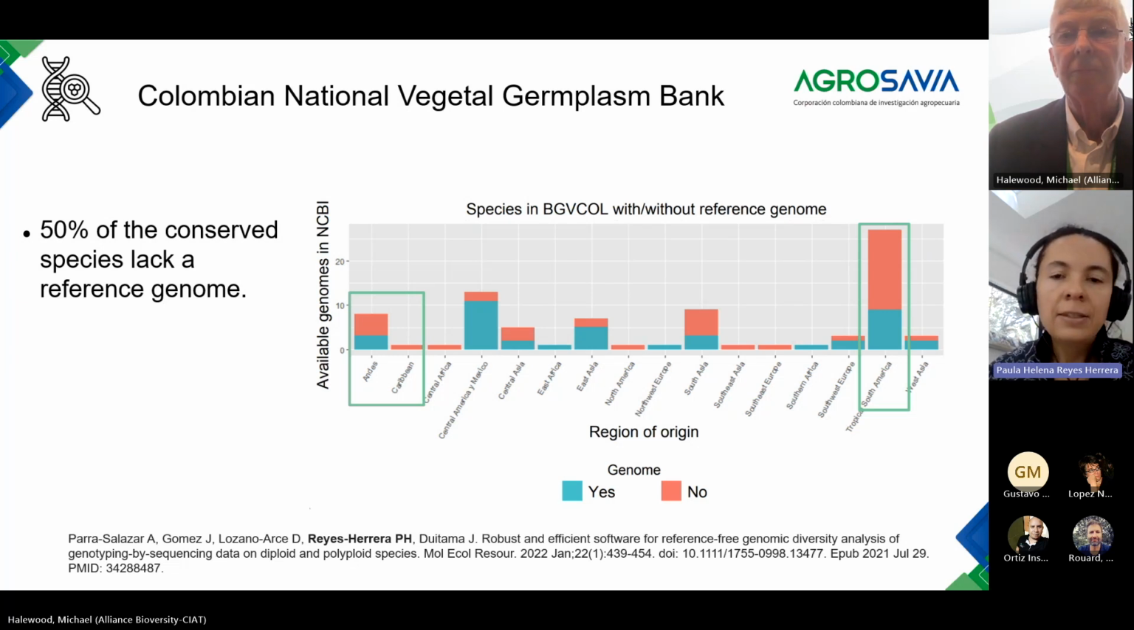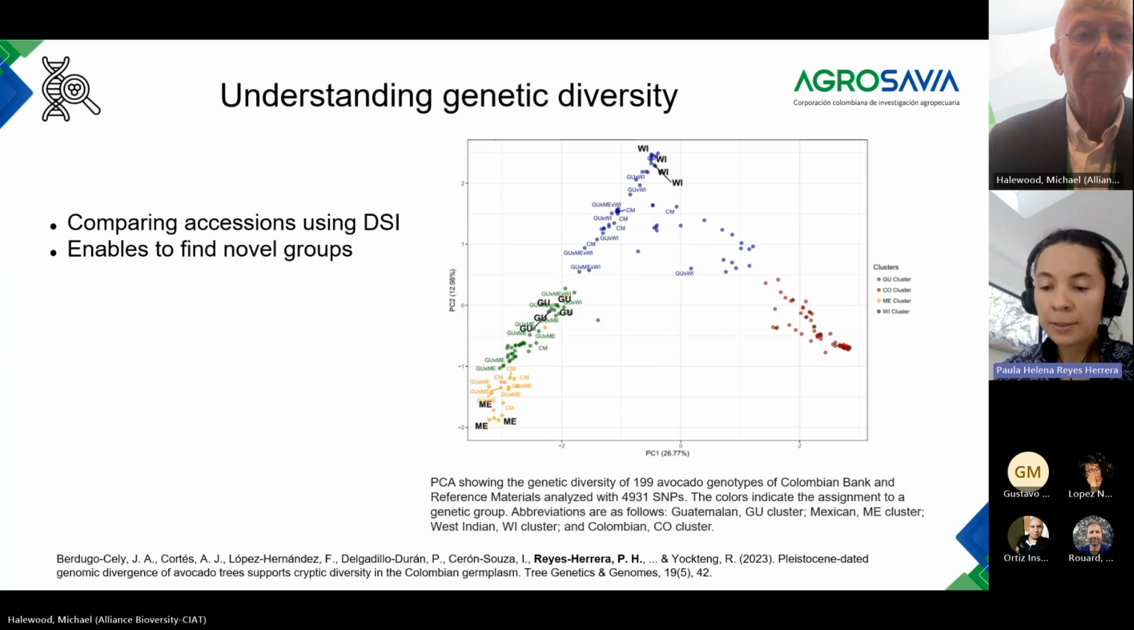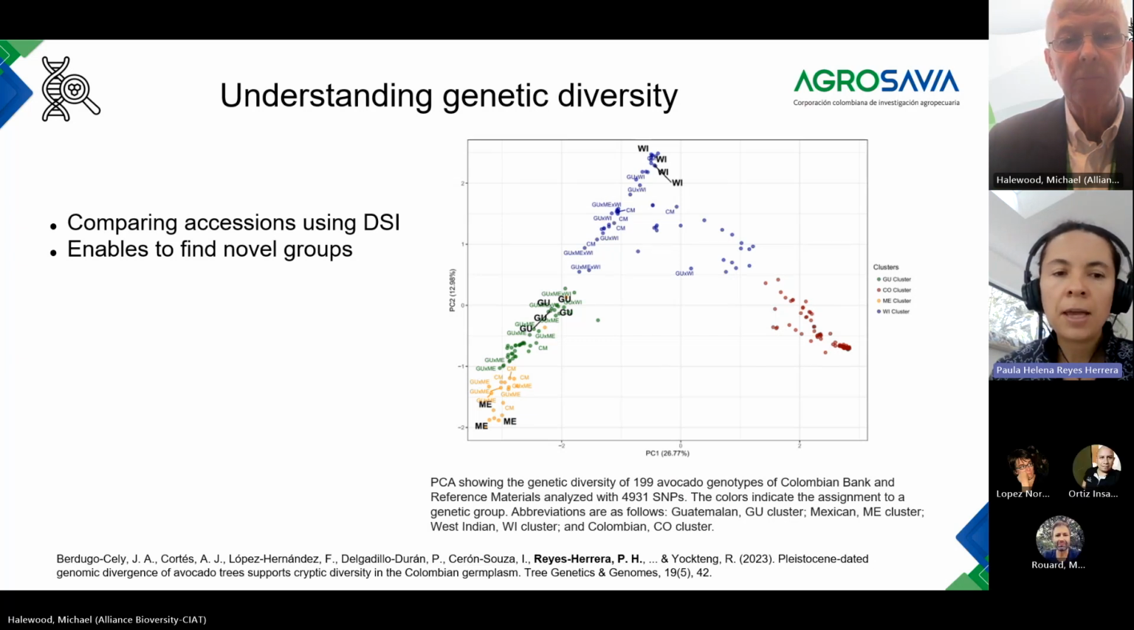Next. And the second part where we're using DSI, we're comparing the accessions that we conserve at the bank by using DSI. This is important because species do not respect geopolitical boundaries.